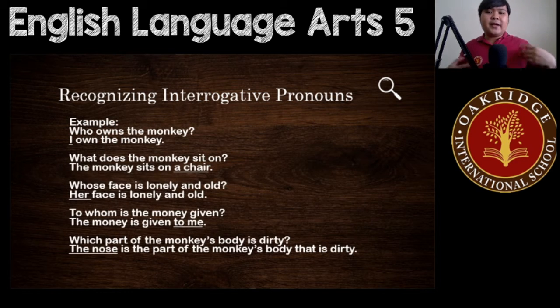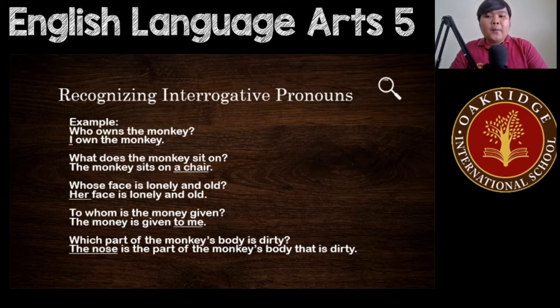Alright, so here are examples of how to use it. Example: Who owns the monkey? Here, you use who because the answer there is a subject. I own the monkey. The underlined part is the antecedent of the interrogative pronoun. For interrogative pronouns, guys, the antecedents are the answers. So again, in the first one, who owns the monkey? I own the monkey. I is in the subject area, therefore you would use who.